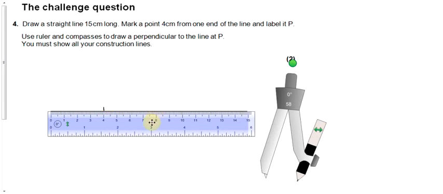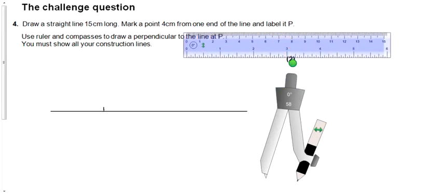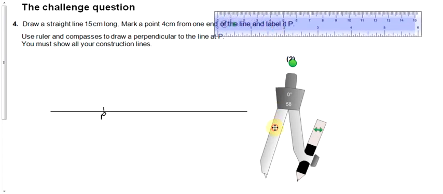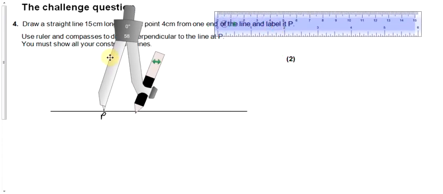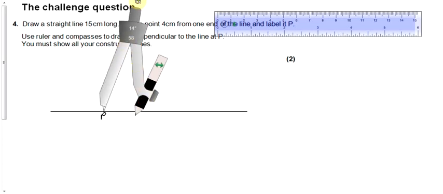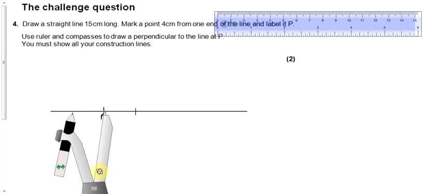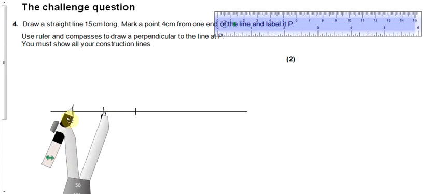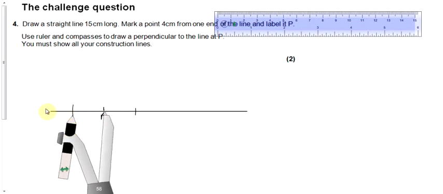Label it P. Amazes me how many people don't read these things in exams. I mean, they don't mark it, but if they're going to ask you to do something, you might as well do it. Now, use ruler and compasses to draw a perpendicular to the line at P. So that means a right angle. So first of all, we're just going to do this and mark 2 points on the line. How big am I doing it? Well, if I did it too big, it would be off the end here. If it was too small, it'd be really fiddly.